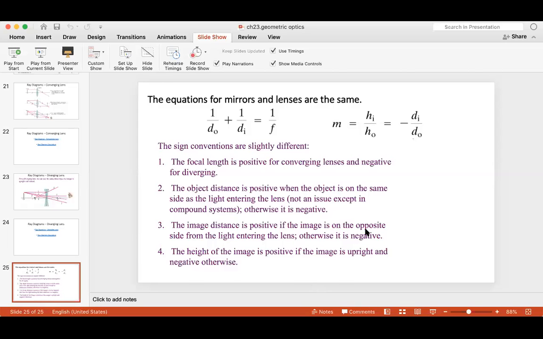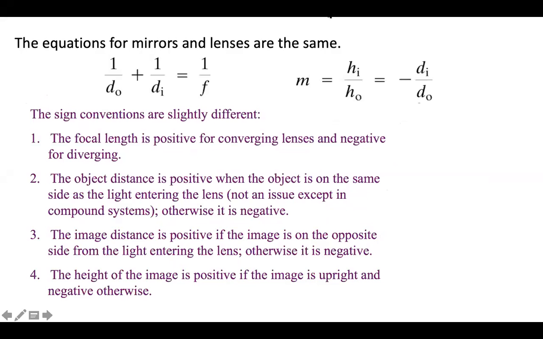Last slide. All right. Notice the equation for mirrors and lenses are the exact same equation. Right? The exact same equation. 1 over f is equal to 1 over d_i plus 1 over d_o, right? It's the exact same equation. The difference is, as you can see below, the sign conventions. Okay?